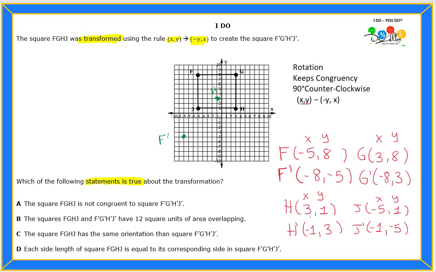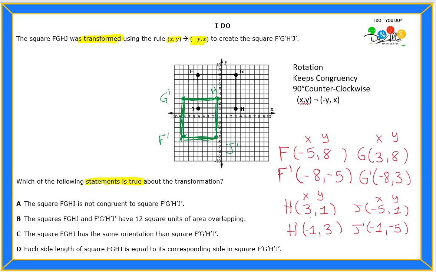Then I'm going to go to -8 but a +3, right? Which is right here. And then the last one is -1 and -5, and this will be my J prime. So if you connect them, I know what you're thinking. It looks exactly the same. Did you really rotate it? Yes, and the way that you're going to notice the rotation, guys, is when you look at the labels, right? Okay, so this is going to be my rotation, okay?